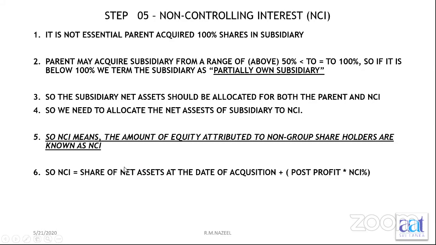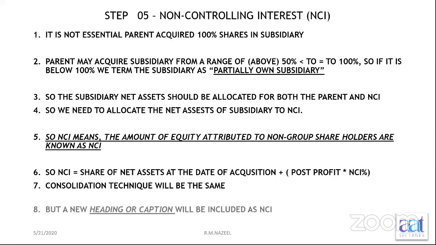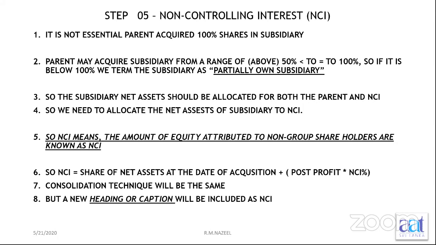So we take the share of net assets of NCI plus post profit in subsidiary into NCI percentage, right? But don't worry, the consolidation technique will be the same, line by line consolidation. What is the difference if you calculate point number 6? You need to include the amount you derive from point number 6 in your balance sheet as NCI.